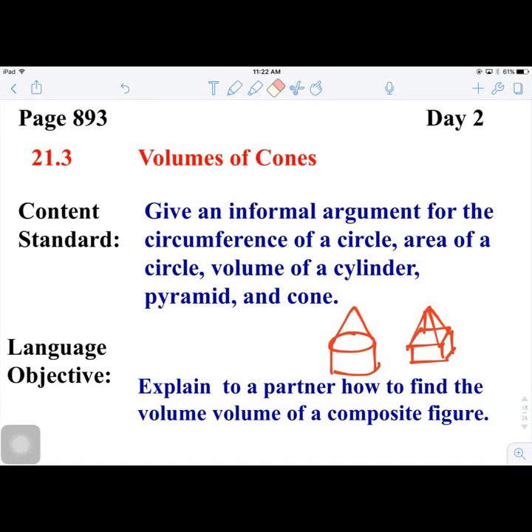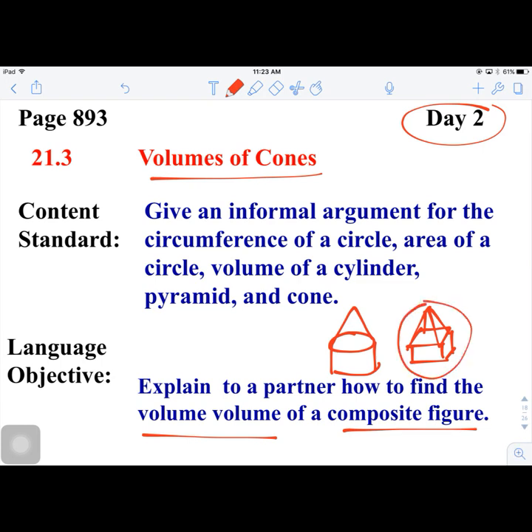Hello everyone, today we're going to learn lesson 21.3 on the volume of cones, and that is day 2. So we are doing a second day of a lesson using the volume of cones formula to figure out the volume of composite figures. Basically, composite figures are figures that are made up of more than one figure. For example, a prism with a pyramid on top, or a cylinder with a cone on top. So let's get into finding the volume of a composite figure.